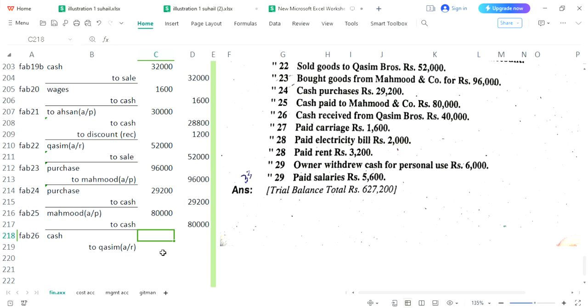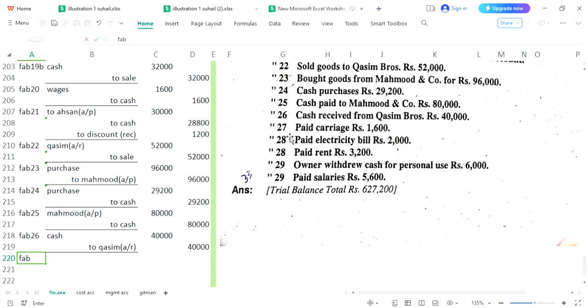The entry is cash to Qasim, February 26. How much cash have we received from Qasim? It is 40,000. So you are supposed to write 40,000 on debit and the same 40,000 should be put on the credit side as well. This way we have completed the entry. So now we are marking it as done and putting an ending line after that. February 26th entry is completed. Next we can see is February 27.